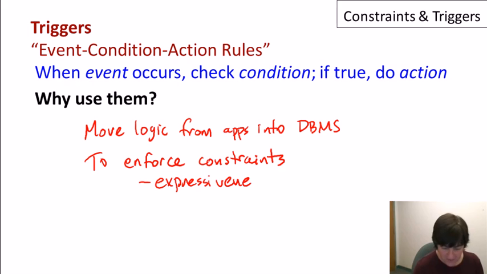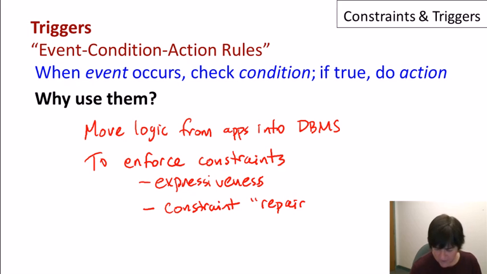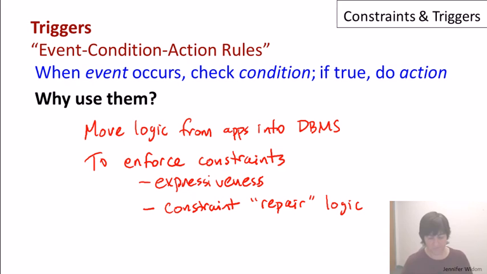The other is that using triggers, you can not only monitor constraints, but you can actually have constraint repair logic. So when you use constraint systems, except for one specific case having to do with referential integrity that we'll see, typically if the constraint is violated, an error is raised. On the other hand, if you use a trigger, the trigger can detect that the constraint is violated, and it can launch an action that fixes the constraint. So that's a good use of triggers.